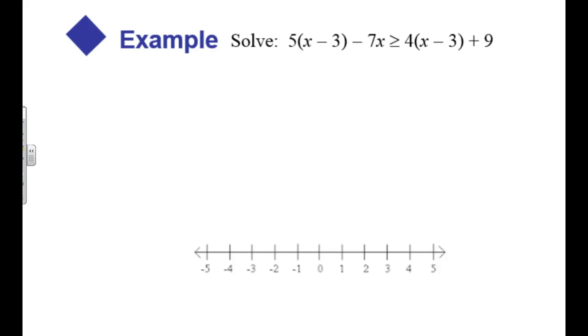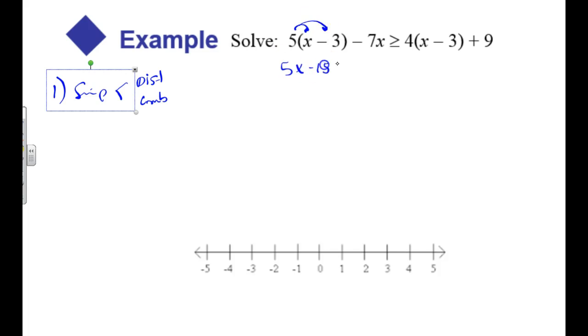This problem is a little bit harder because remember, step number 1 was to simplify, which means I need to distribute and combine like terms. So the first thing is I'm going to distribute this for a 5x minus 15. I'll distribute the 4. Combining some like terms, 5x take away 7x, signs are different, subtract, keep the sign of the larger.